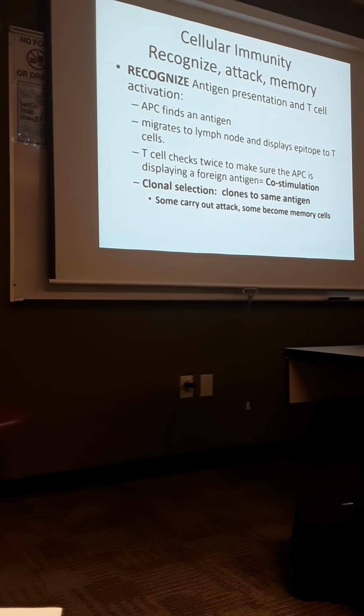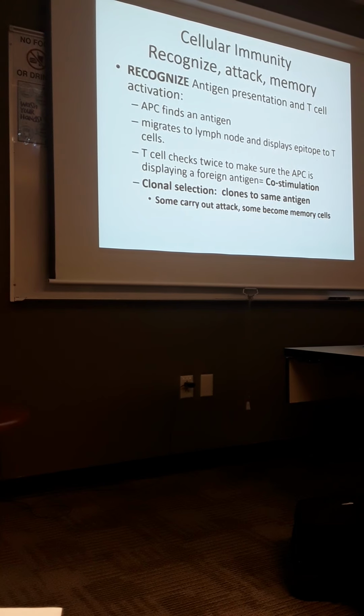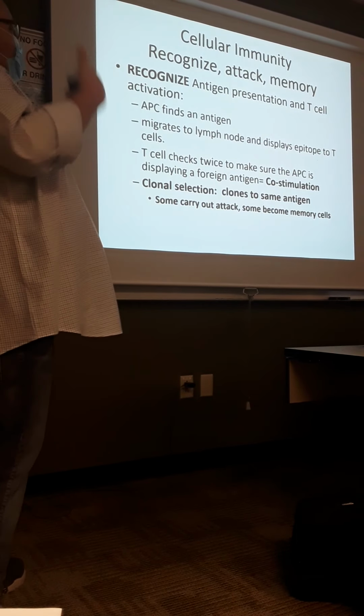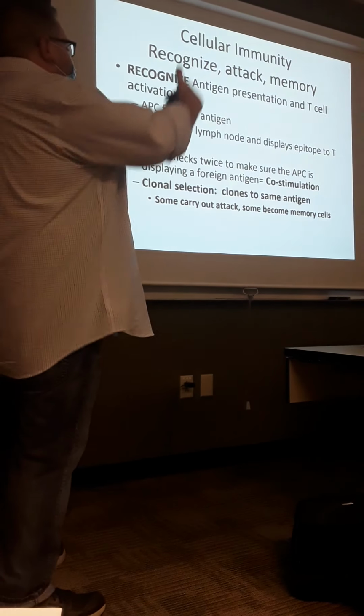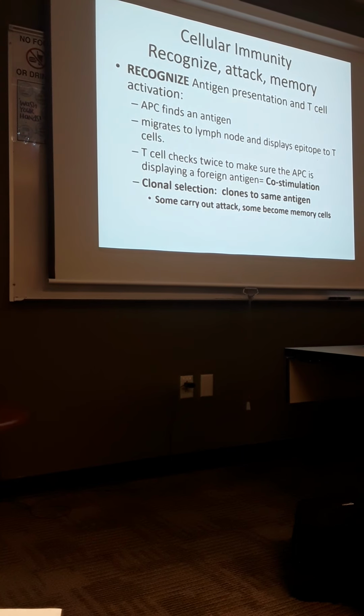The T cell checks it twice to make sure that it's actually a foreign antigen, and then it stimulates that immune response. Clonal selection occurs where the cells divide via mitosis, and the clones respond to the same antigen, meaning that cells multiply that are going to defend against that antigen. Some carry out the attack, some become memory cells.